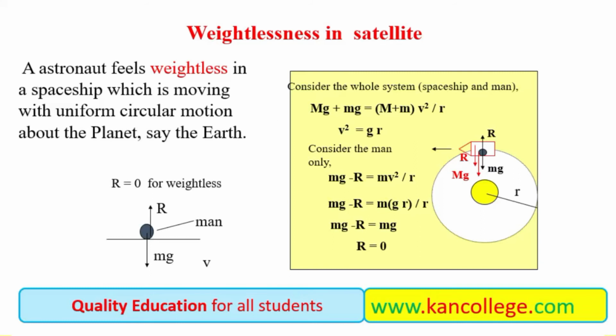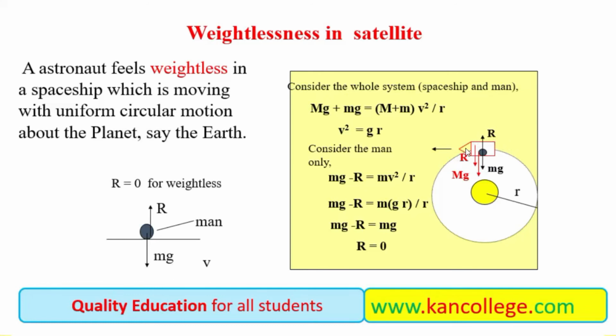Now, we see the weightlessness in a satellite. Astronauts feel weightlessness in a spaceship which is moving with a uniform circular motion about a planet, say Earth. And why do the astronauts feel weightlessness? Because there is no apparent weight of the astronaut in the free-falling satellite. This can be proved by a mathematical relationship and by common sense. First of all, we see the mathematical relationship.